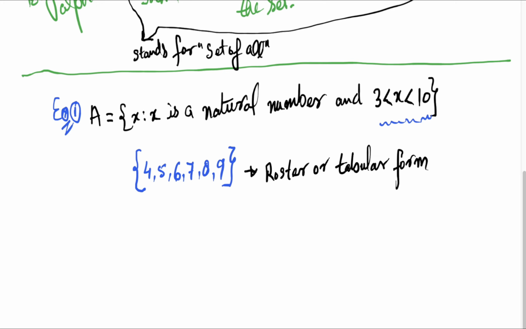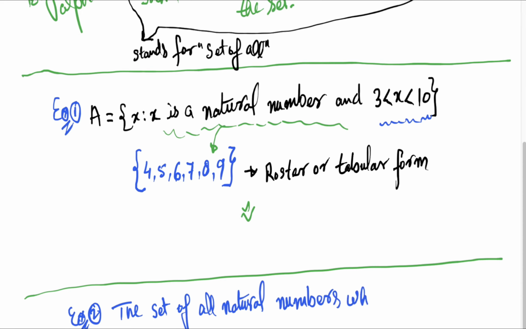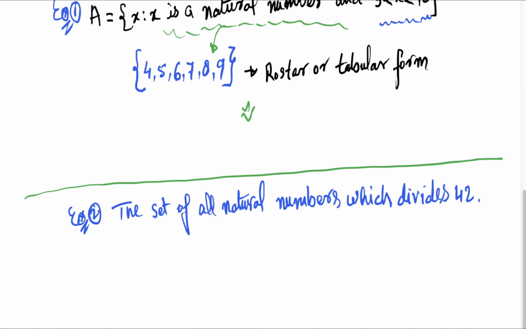Now we know how to convert a set given in set builder form into roster or tabular form. If the question is given in roster or tabular form, how can we convert it into set builder form? Let's see. Example two: the set of all natural numbers which divide 42. I covered this question in the discussion of roster or tabular form, and I'm taking the same question again for better understanding.